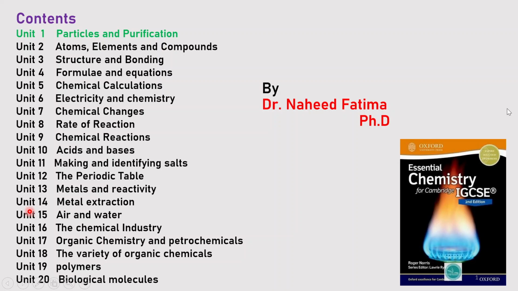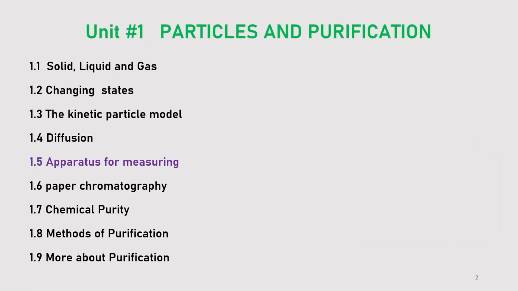Welcome back to the Chemistry IGCSE lesson series. Today we will continue our fifth lecture on Unit 1, Particles and Purification, with the course book Essential Chemistry for Cambridge IGCSE, second edition. In the last four lectures we covered chapters 1.1, 1.2, 1.3 and 1.4. In today's lecture, we will be talking about chapter 1.5, that is apparatus for measuring.